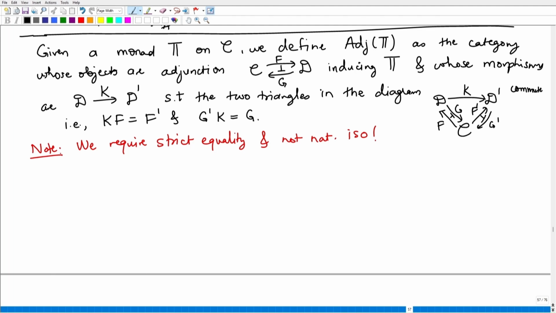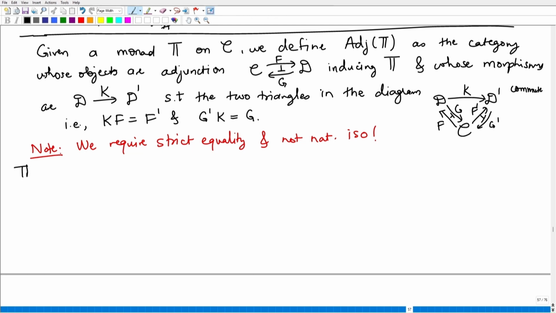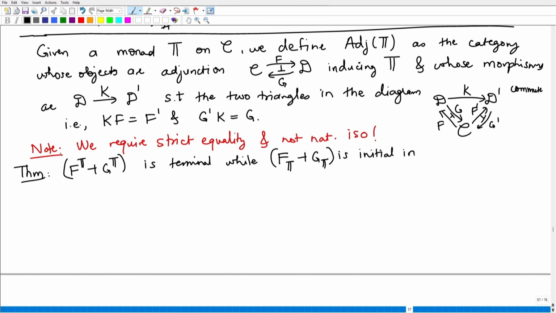So what is the role of the two constructions that we obtained so far, the Eilenberg-Moore construction and the Kleisli construction? So there is a theorem that the Eilenberg-Moore adjunction F^T, G^T is terminal, while the Kleisli construction is initial in the category of adjunctions. So these two constructions, which two people thought of at the same time, are polar opposites of each other.